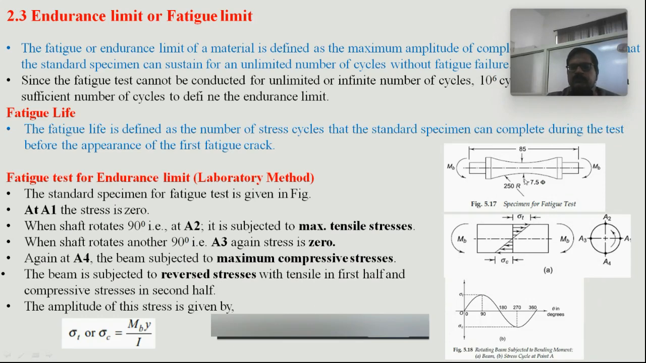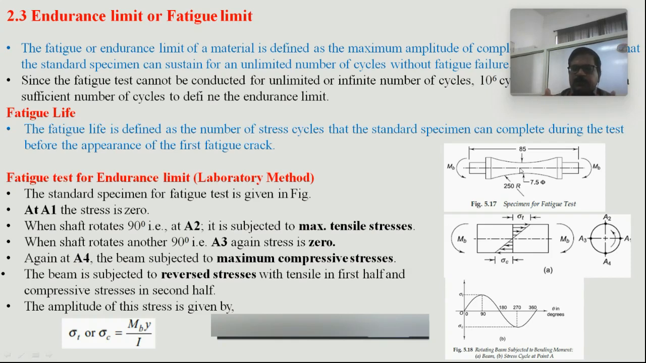As this is subjected to bending, the upper portion is subjected to tension, whereas the lower portion is subjected to compression. That means the bending is taking place in this manner. There is a hogging condition. In the hogging condition, the upper layers are subjected to tension and bottom layers subjected to compression. But this specimen is made to rotate. When it is made to rotate, what is going to happen?